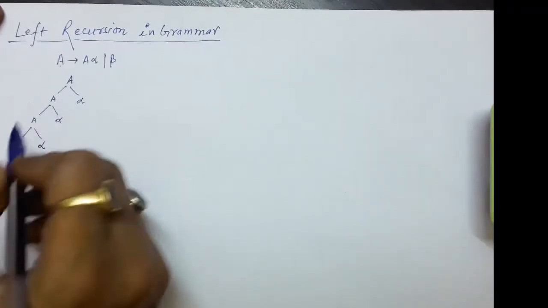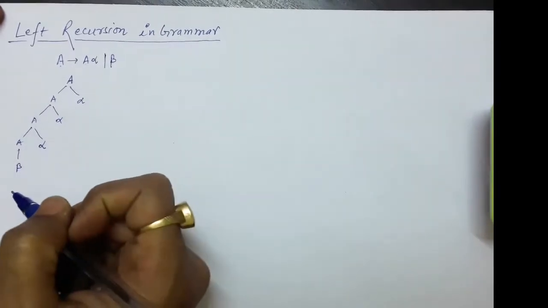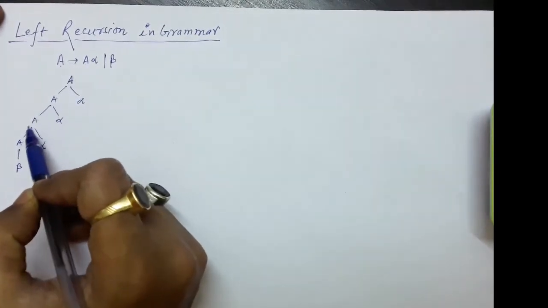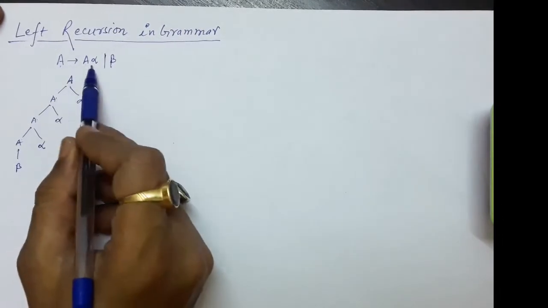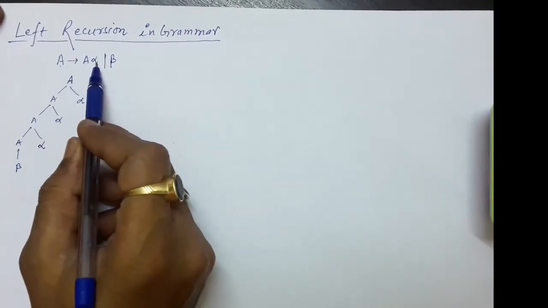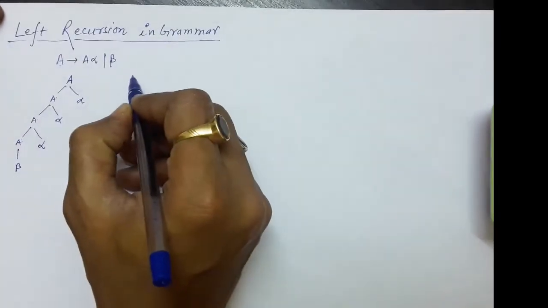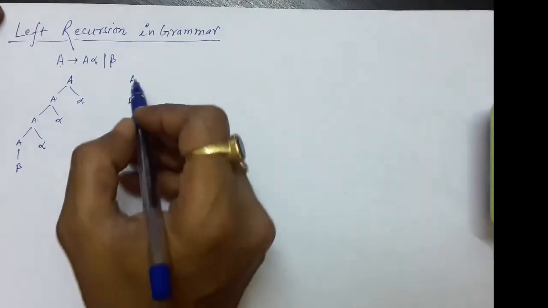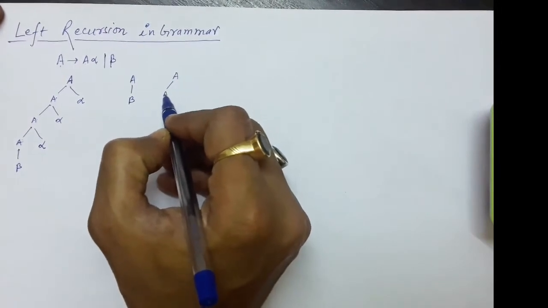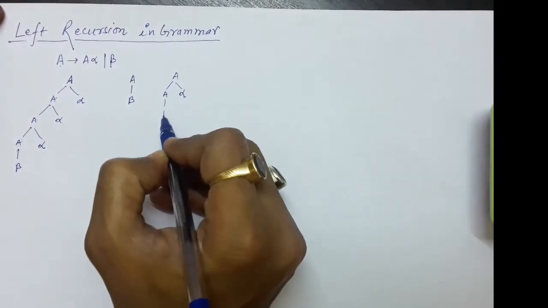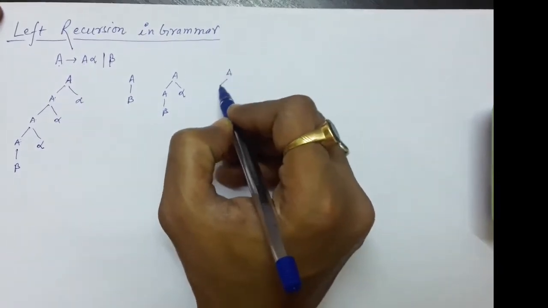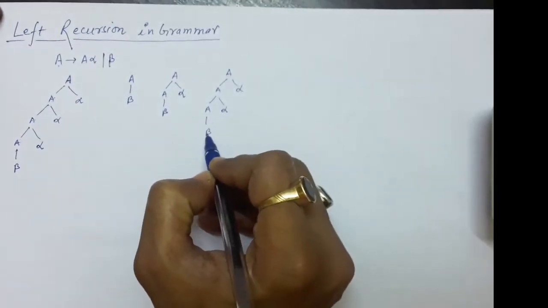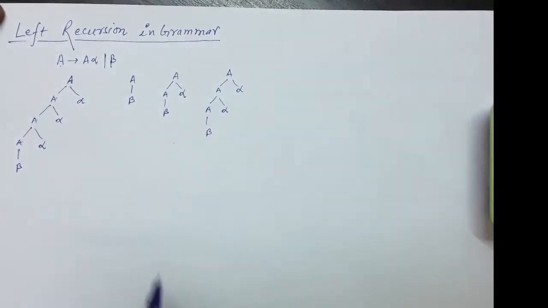Let's say if there is another production, A produces beta, then here we can apply this A produces beta and we can stop here. Now if you see that the symbol A is growing towards the left, that's why this production of the grammar is left recursion, or this production is left recursive. Now if you see the various other derivations which are possible, A produces beta, or A produces A alpha and then A produces beta, or A produces A alpha and then A produces A alpha and then beta. So these are the various derivations possible for this.